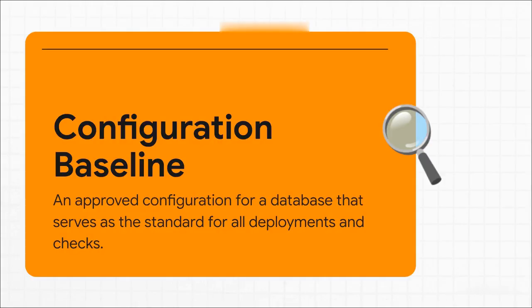Which brings us to this idea of a configuration baseline. The easiest way to think about this is as your golden template. It is the single approved standard for what a production-ready database is supposed to look like in your organization. Any new database has to match it, and all your automated checks are just continuously making sure your existing databases don't drift away from that standard.